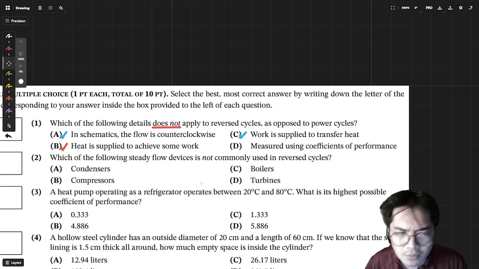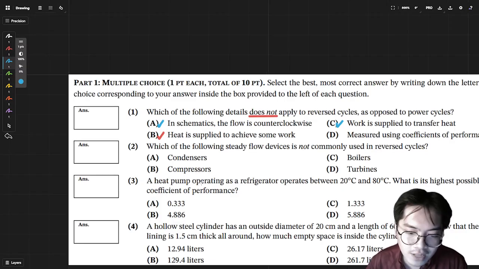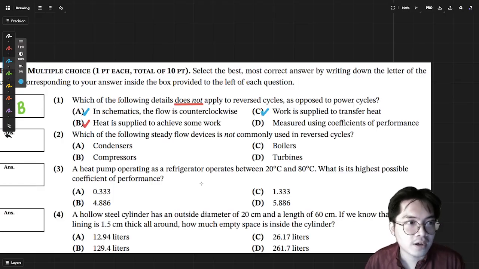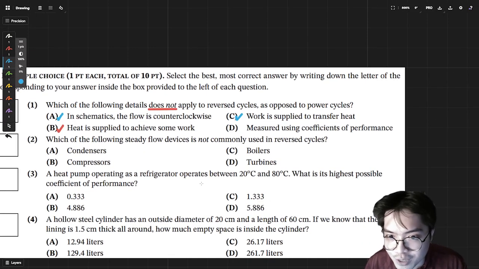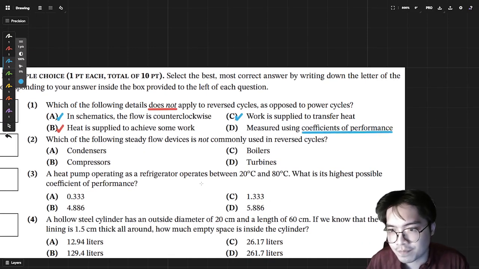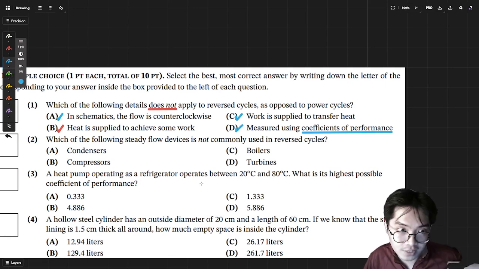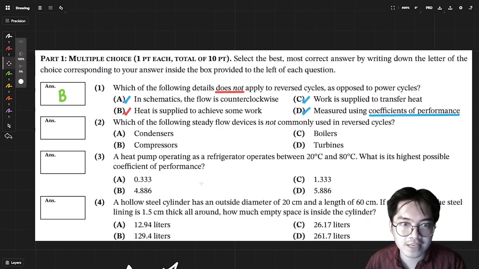So honestly, we can stop there and we can write down letter B as our answer. But if you want to be really sure, letter D, measured using coefficients of performance, is very, very obvious. This is very obviously for reversed cycles. So, for power cycles, letter B is our answer.